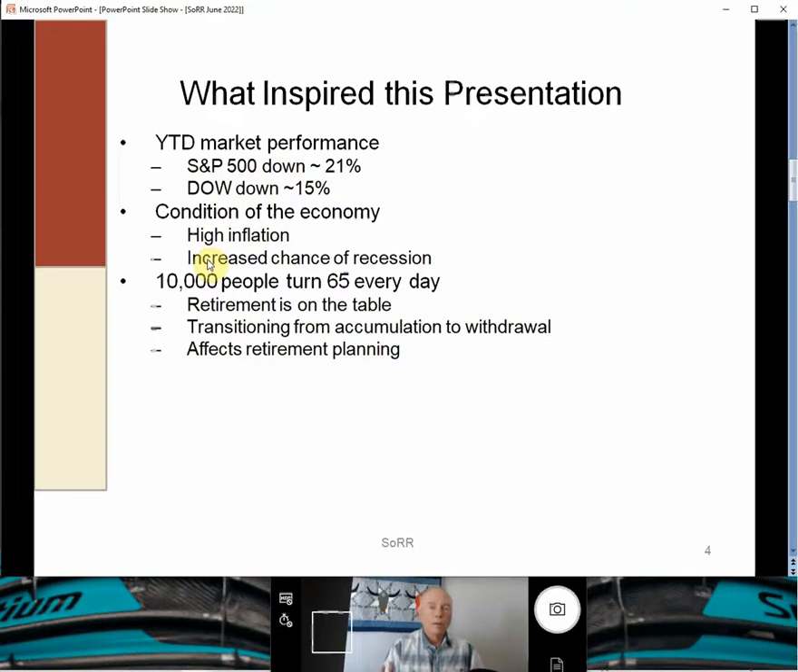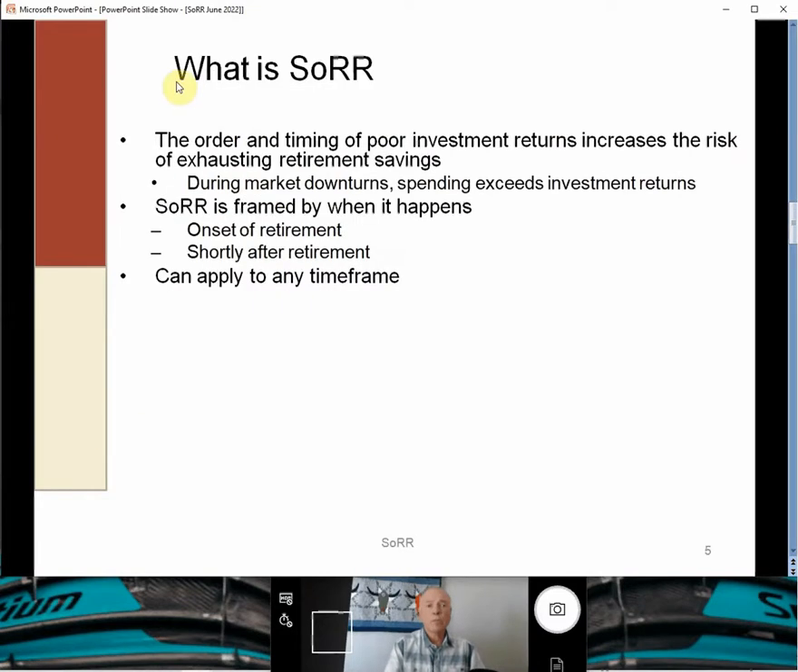So, I thought about the fact that every single day, 10,000 people are turning 65, which is sort of the traditional retirement age, which means retirement is on the table for a lot of people. And when you get to that point in life, you find yourself having to transition from accumulating wealth to dispersing or withdrawing your wealth to pay for your living expenses. So I think the nature of this presentation is all about retirement planning and how sequence of returns risk can affect retirement planning. So what is meant by sequence of returns risk?